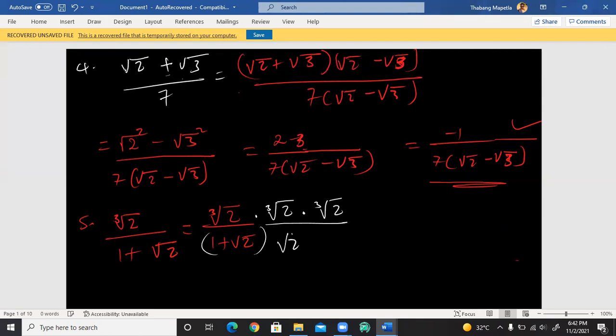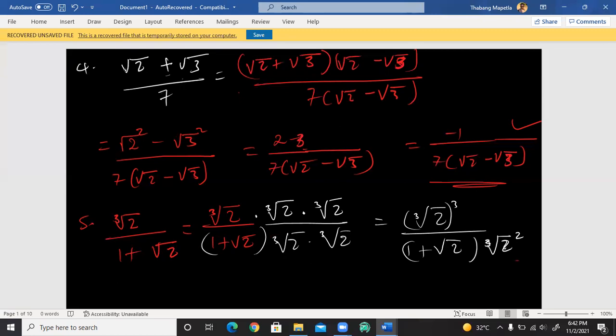So then we're going to have cube root of 2 times cube root of 2. Above there, simplify. Cube root of 2 cubed over, here it's going to be cube root of 2 squared. So it's going to be 1 plus √2 times cube root of 2 squared. Then above there, the power 3 will cancel 1/3, so we're going to have 2 above there. Beneath here we have this, we can distribute this times that.